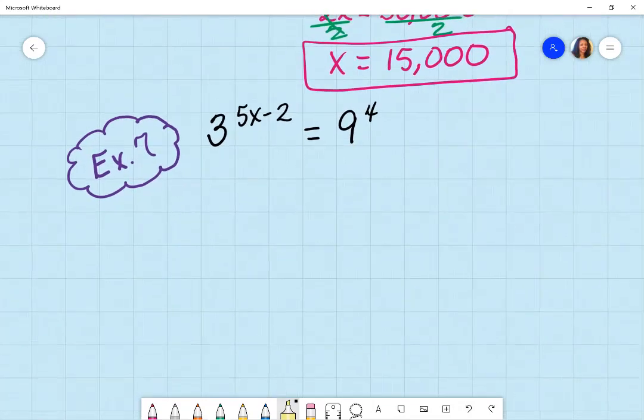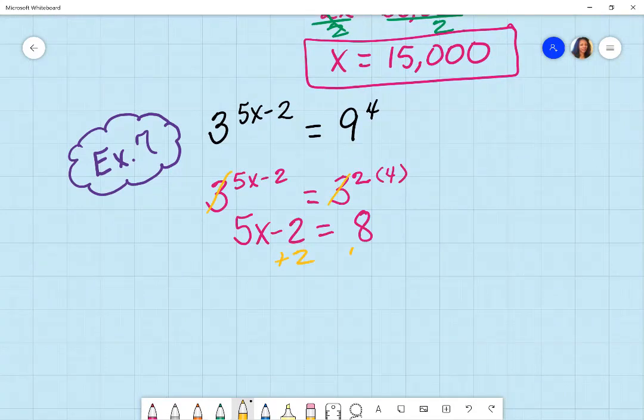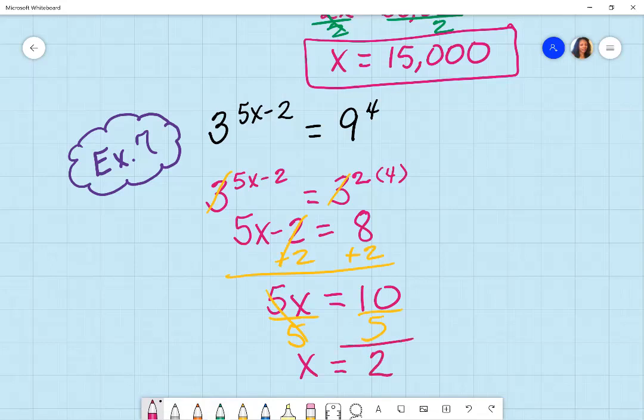And then the last one. This time you can do this 2 ways, but I'm going to rewrite the bases. So 3 raised to the 5x minus 2 is equal to, and I can change that 9 to 3 raised to the second power, but there's a 4 there already. So I'm going to have to multiply that 2 times 4. The reason I did that is because now I can just get rid of those bases and bring down the 5x minus 2 and multiply 2 times 4, which is 8. And now I'm going to add 2 to both sides. And the answer will simplify: 5x is equal to 10. And now I'm going to divide both sides by 5. And my final answer is x is equal to 10 divided by 5, which is 2.